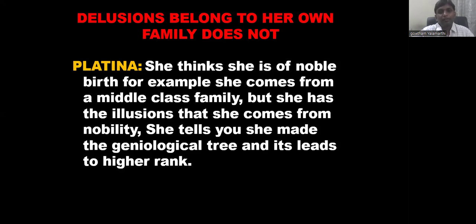Next, delusion belongs to her own family does not. She feels that she does not belong to her own family. She thinks she is of noble birth. For example, she comes from a middle class family, but she has the illusion that she comes from nobility. She tells you she made the genealogical tree and it leads to higher rank. Though she belongs to a low middle class family, she thinks that she has come from a higher family. And from this delusion, the rubric has arisen that she does not belong to her own family.